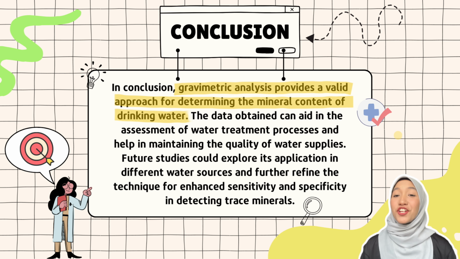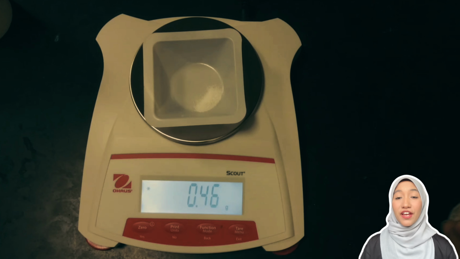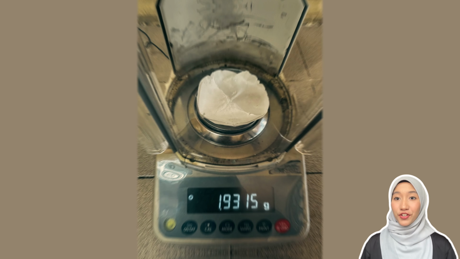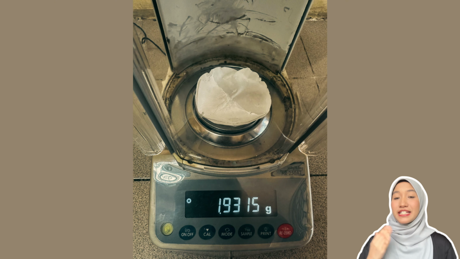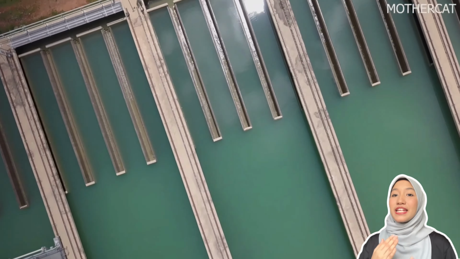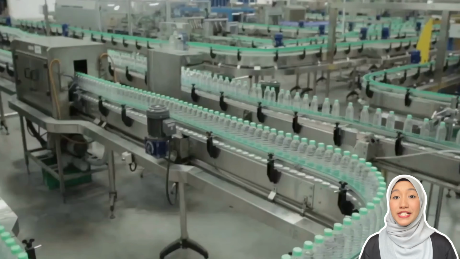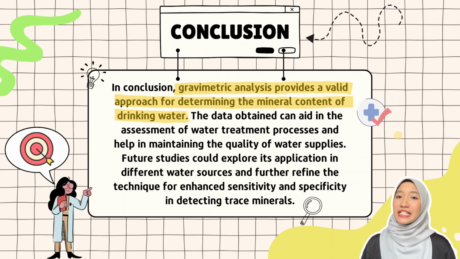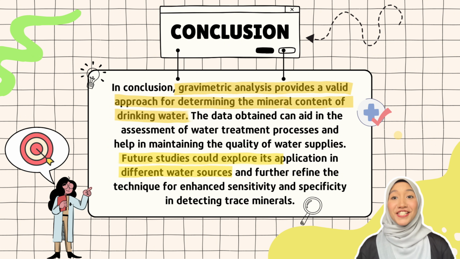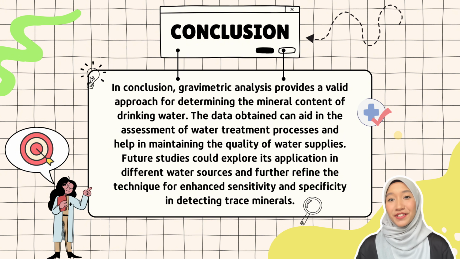The mineral content of drinking water can be measured by carefully weighing a sample before and after drying. The data obtained can aid in the assessment of water treatment processes and help in maintaining the quality of water supplies. While gravimetric analysis takes time and needs close attention to detail, it produces reliable and precise results that are critical for many applications. Future studies could explore its application in different water sources and further refine the technique for enhanced sensitivity and specificity in detecting trace minerals.